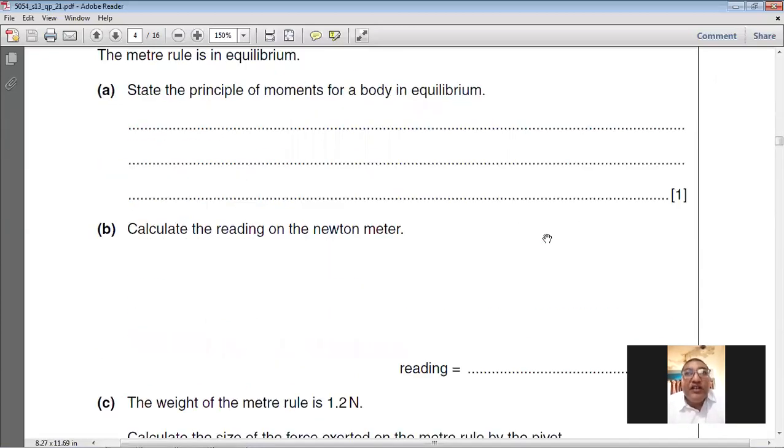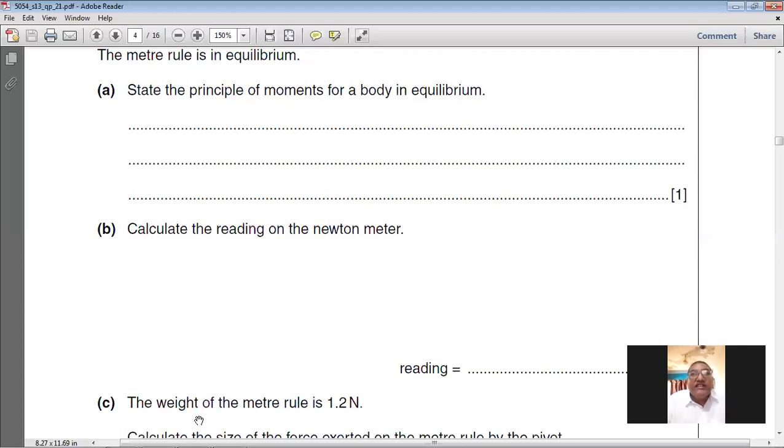The principle of moments for a body in equilibrium: if a body is in equilibrium, the sum of the clockwise moments and the sum of the anti-clockwise moments will be 0. The net moment should be 0. Or sometimes we say for a body in equilibrium, the sum of the clockwise moments is equal to the sum of the anti-clockwise moments. Or sometimes we say that for a body in equilibrium, the sum of clockwise and anti-clockwise moments should be 0, meaning the net moment should be 0.